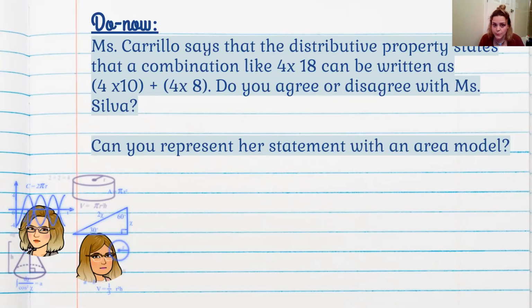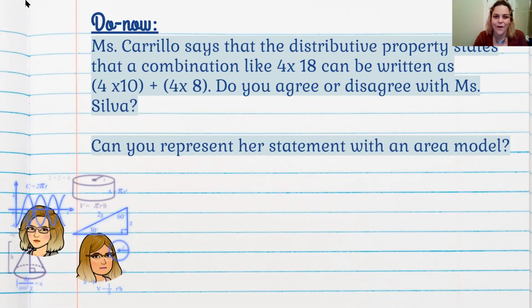So I'm going to ask you to pause in a moment, and I want you to write a statement. I agree or disagree with Ms. Carrillo because, is she correct? Ms. Carrillo is saying that the distributive property states that a combination like 4 times 18 can be written as 4 times 10 plus 4 times 8. Explain why, if you do agree, and then can you represent it with an area model? Pause me now to go do that.